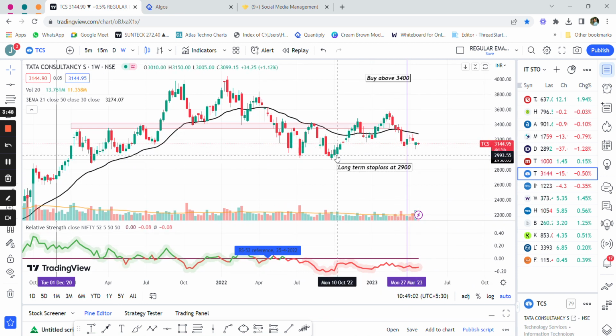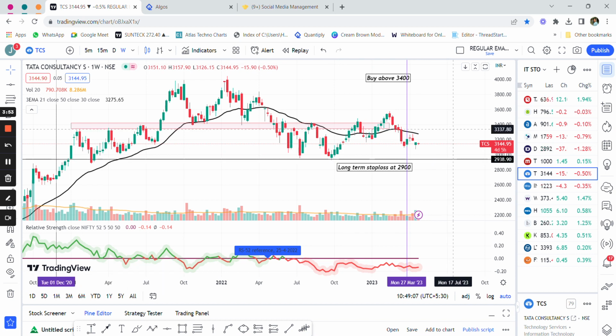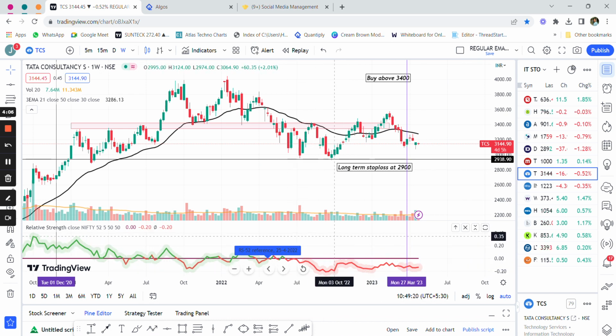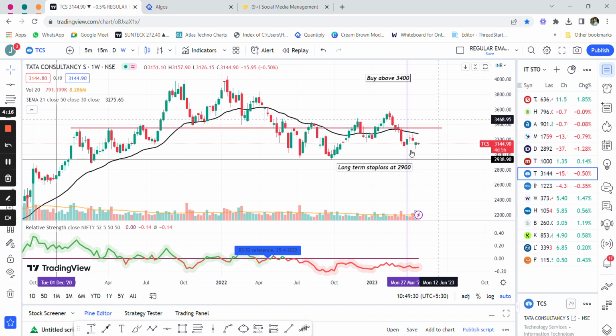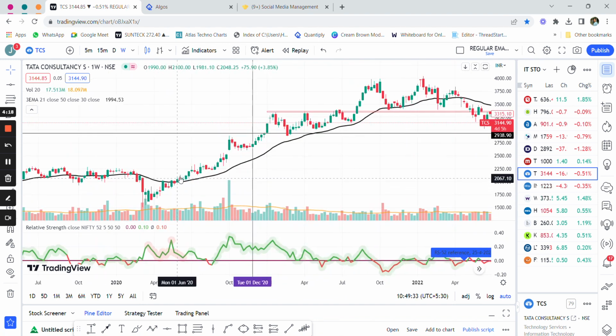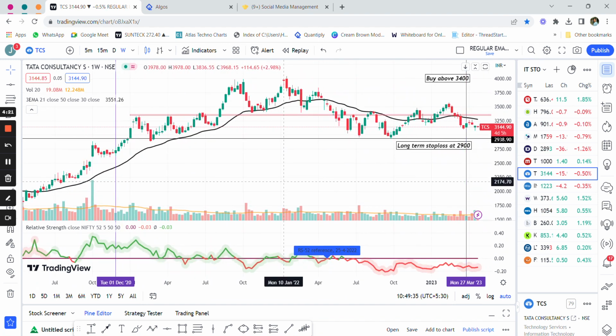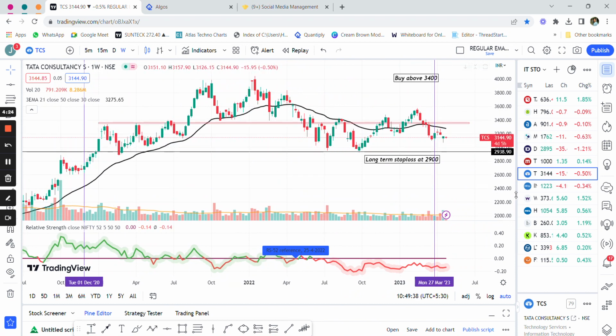Tata Consultancy Services looks like you can buy it for the long term here. The only thing is you have to keep a stop loss of around 2900 rupees if you're buying it for the long term. If you look at the relative strength, it has been going into negative as well as positive continuously. So this is one thing: you also have to wait for the stock to turn into the green zone. In the past, as you can clearly see, for the trend to emerge, the relative strength also is in green, as well as it is above the 30-week moving average line.